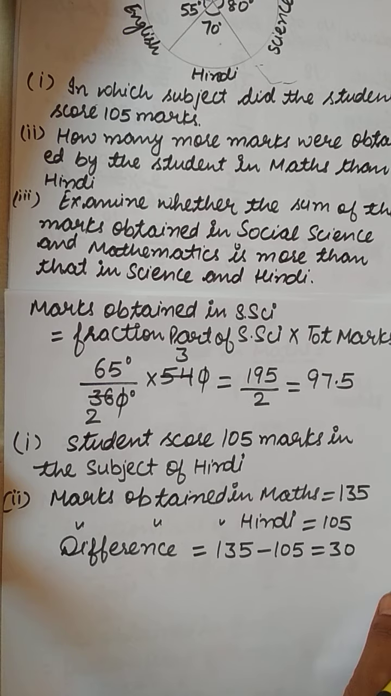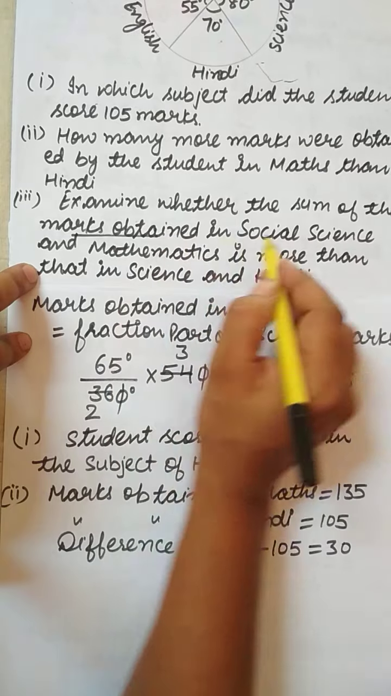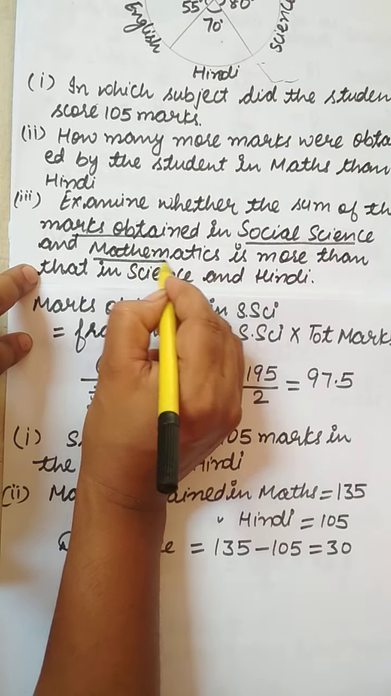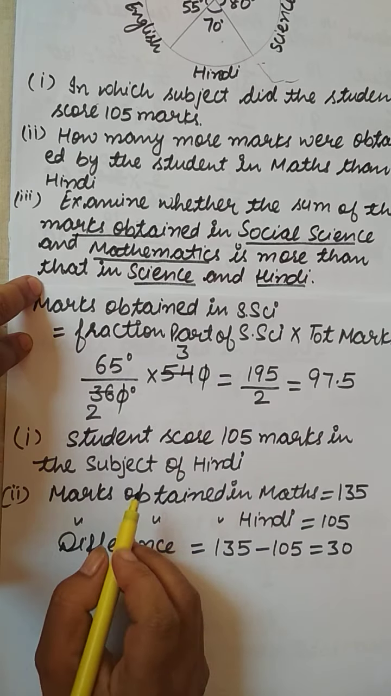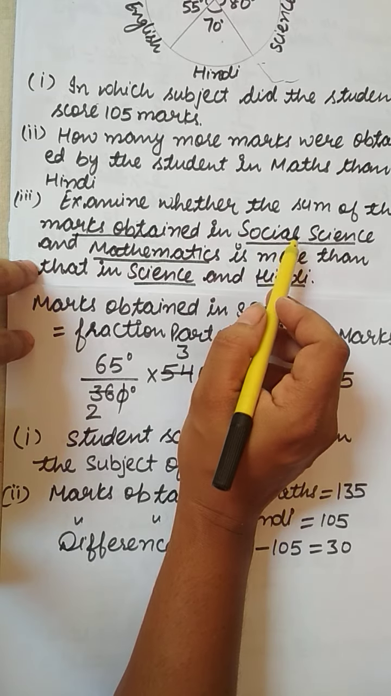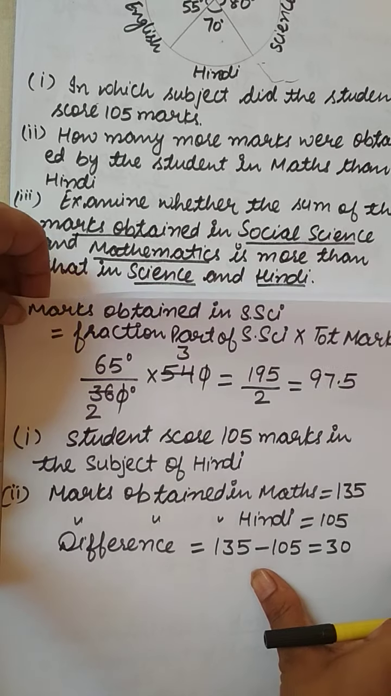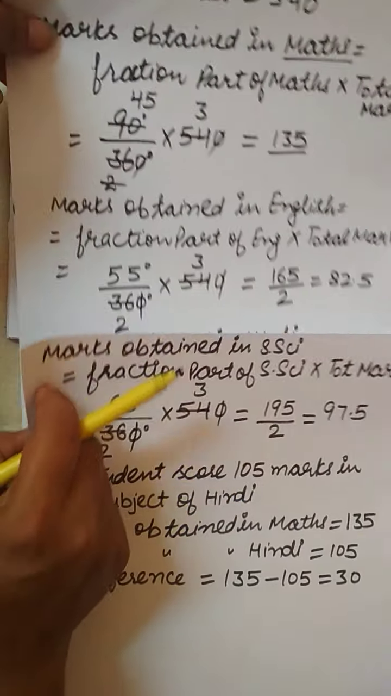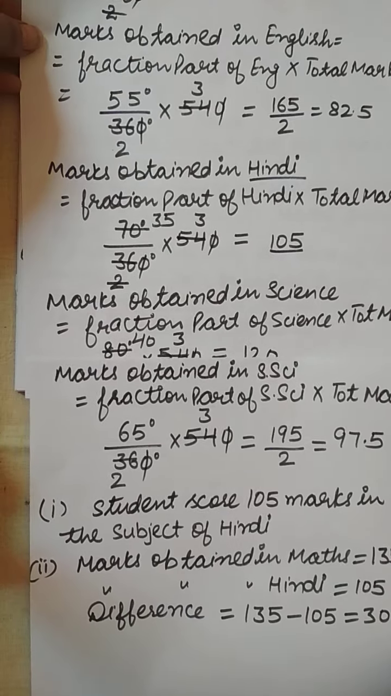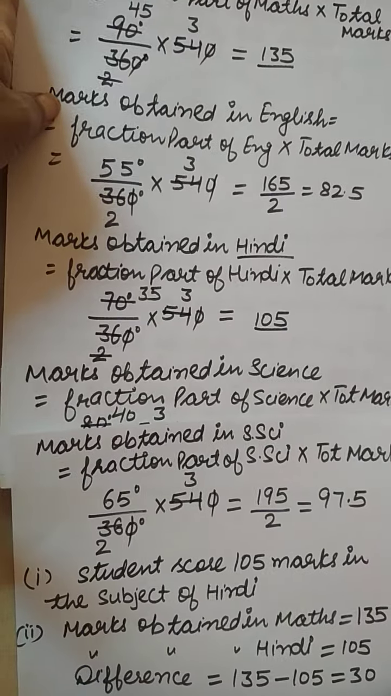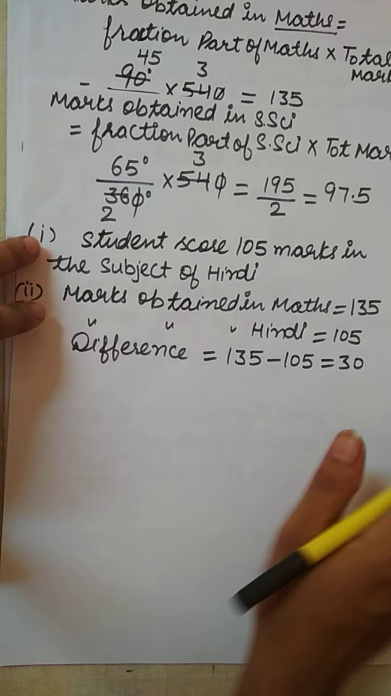Now see the third part. Third part is, examine whether the sum of the marks obtained in social science and maths is more than science and Hindi. Now we are to find out the sum of the marks obtained in social science and maths. Now we know that marks obtained in maths is 135. So I will simply write here third part.